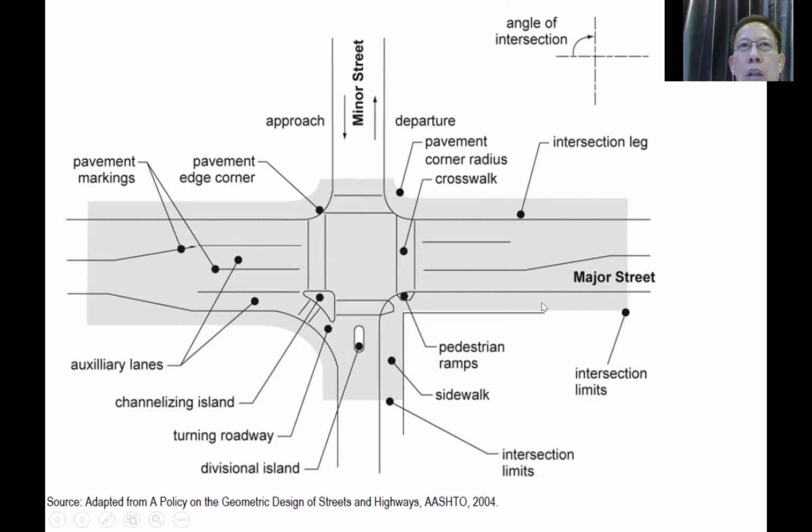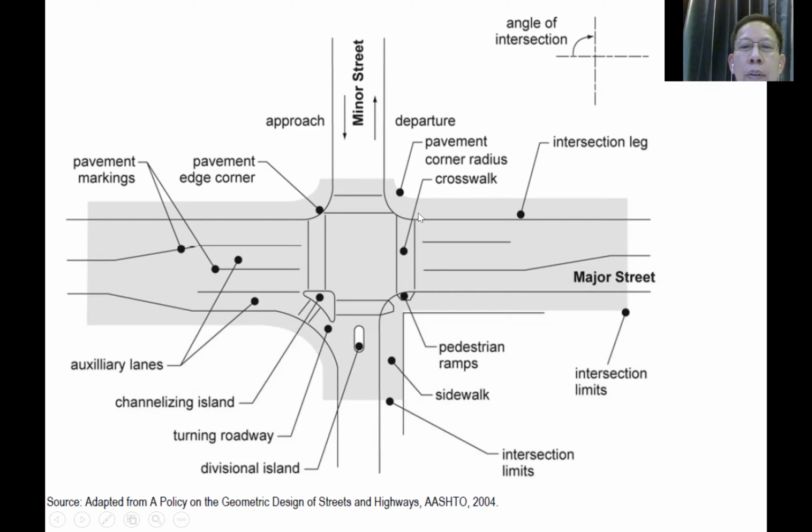Major street, mostly more volume than minor street, and the number of lanes may be equivalent with the minor street, okay, or maybe more. But mostly, we understand that on the major street, more green time will be provided if it is the signal intersection.